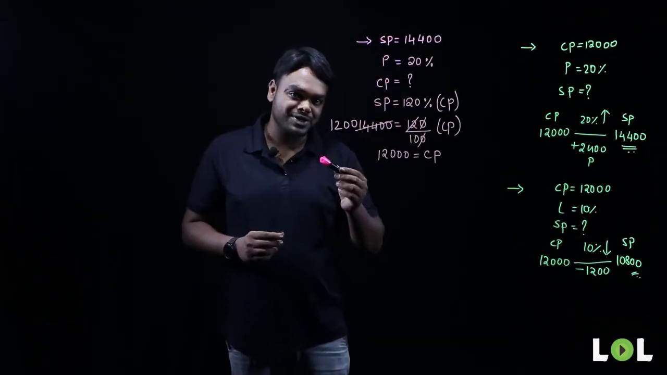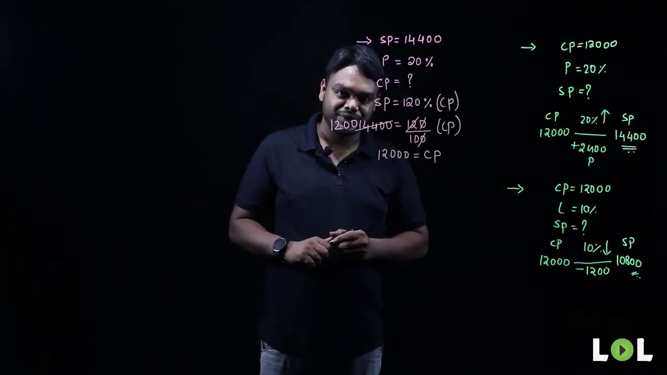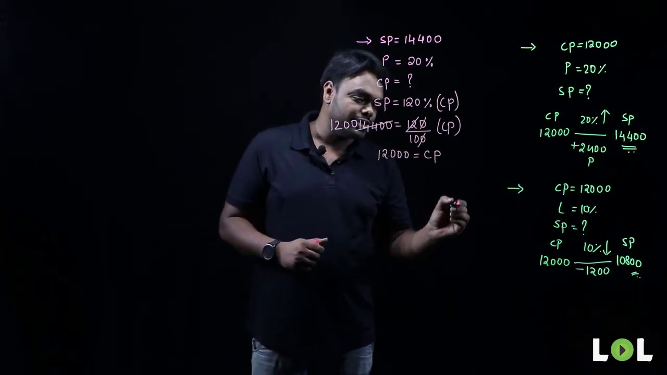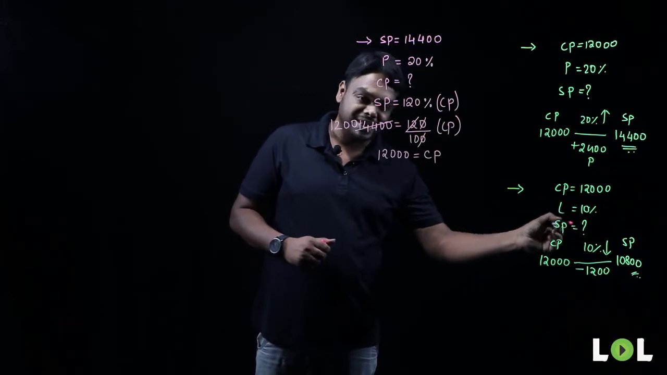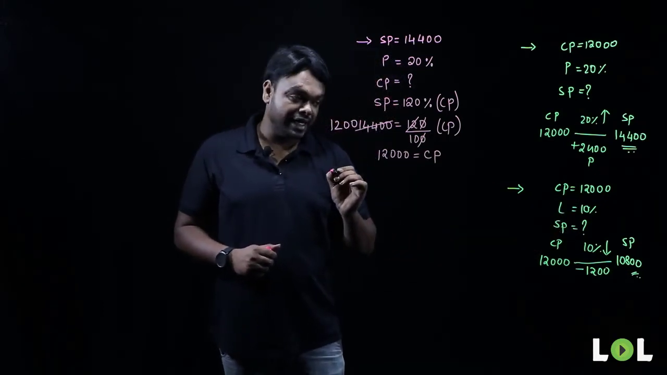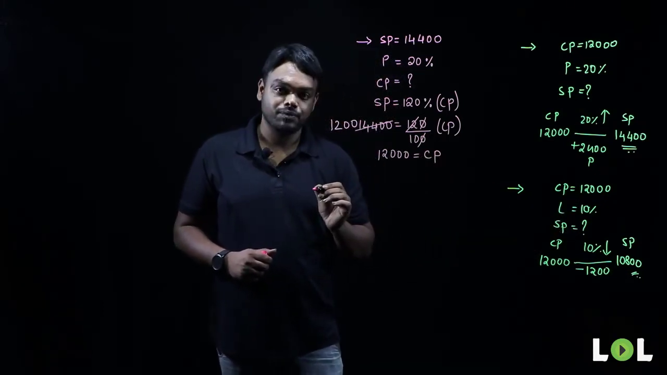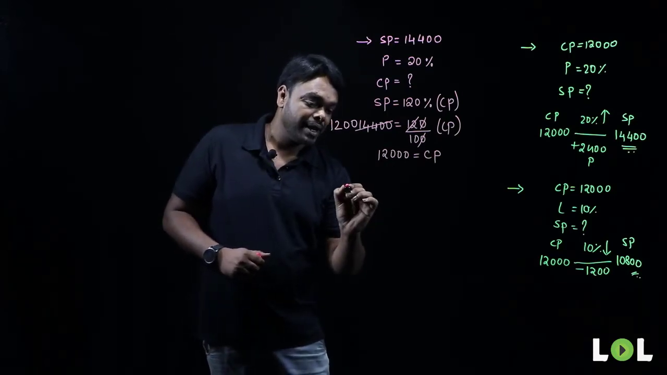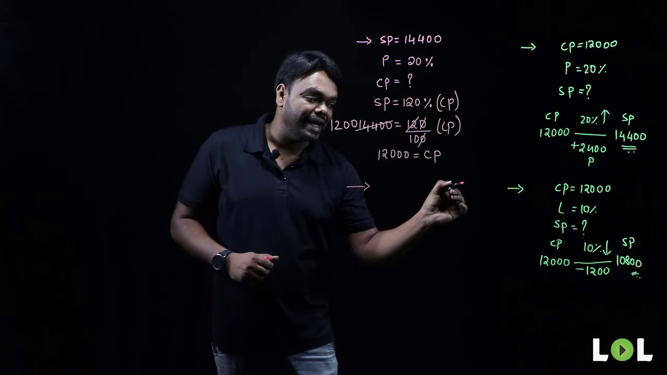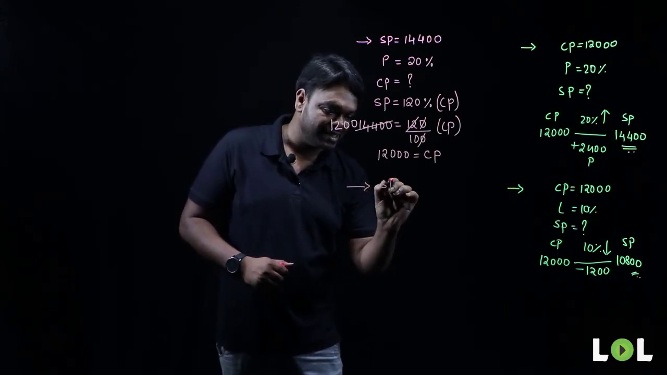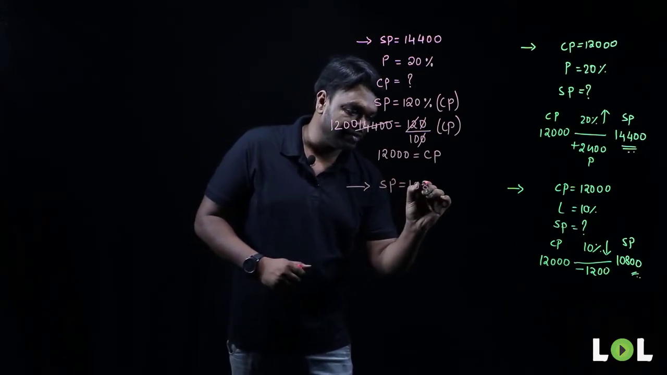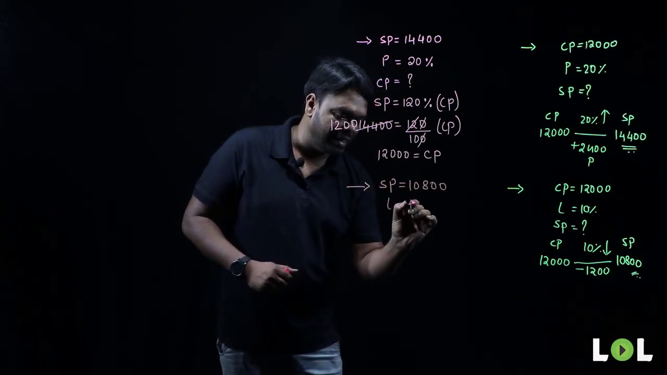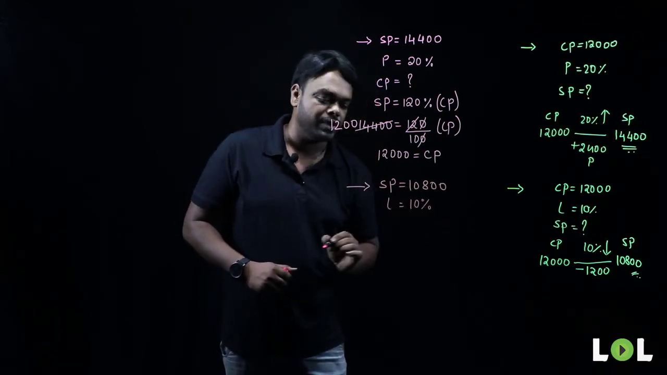Let us now reverse this question as well. Now if I reverse that, it will be something like this. You sold your chair at rupees 10,800 at a loss of 10%. What should be your cost price? Let's check this out. You sold it at 10,800, so we shall consider selling price as 10,800 at a loss of 10%. So I can write loss as 10%, right?